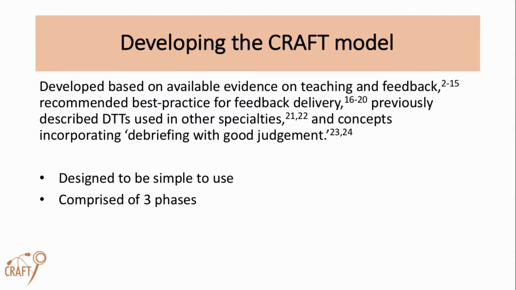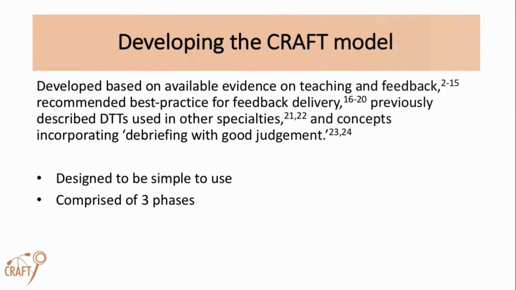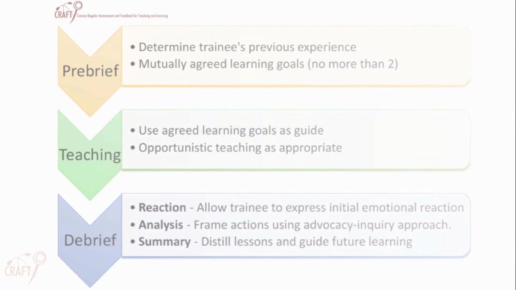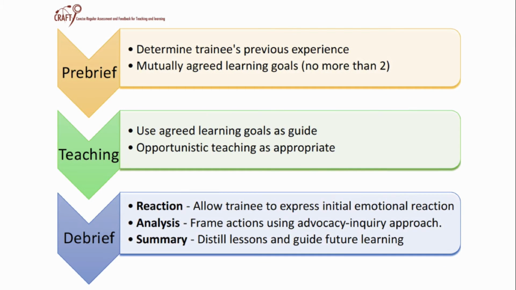The model was developed after an extensive literature review. It is designed to be simple to use and is comprised of three phases. The pre-brief phase is a short encounter prior to the start of a list to determine the trainee's experience relevant to that list and to determine mutually agreed learning goals. In essence, it's asking the trainee what they'd like to learn or get out of the list for that day.